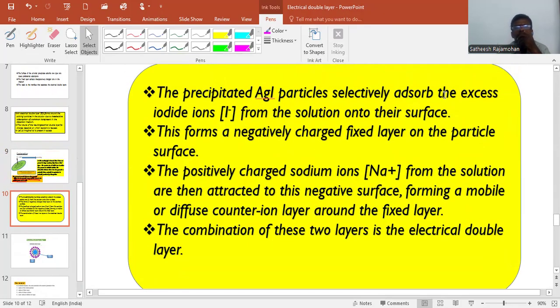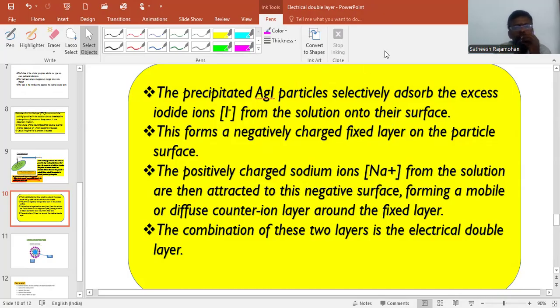This is once again explained in this slide. The precipitated silver iodide particles selectively adsorb I minus ions from the solution onto their surface. This forms a negatively charged fixed layer on the particle surface. At the same time, the positively charged sodium ions from the solution are attracted to this negatively charged surface, forming a mobile or diffuse layer around the fixed layer.